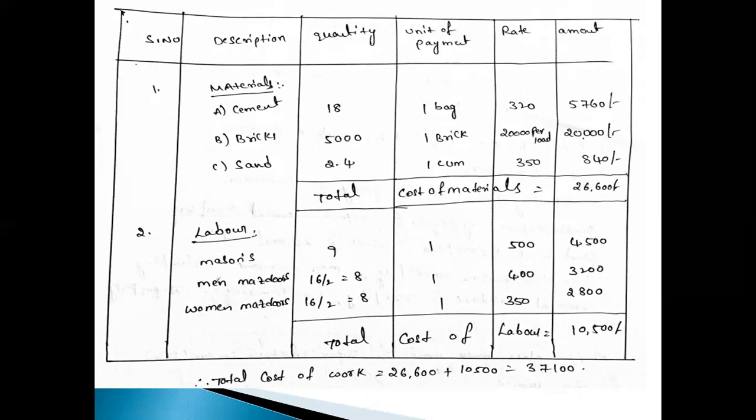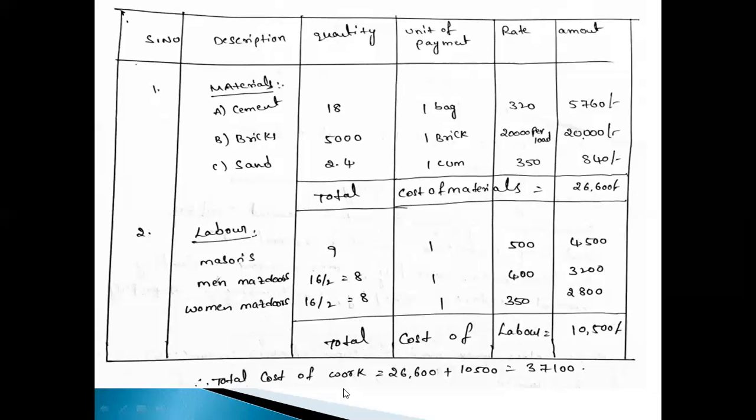Then here given the men and women. So take in total 16, divided by 2, 8, 8 is equal. Persons taken: men 8 and women 8. For 10 cubic meters work, 16 persons are taken for labor in 10 cubic meter brickwork. So half men mazdurs and half women mazdurs are taken. Each man mazdur's rate is 400. 400 into 8 equal to 3,200, and 8 into 350 rupees per women mazdur, 2,800 rupees. So total cost of the labor equal to 10,500.